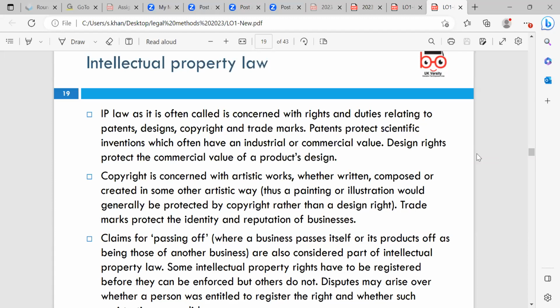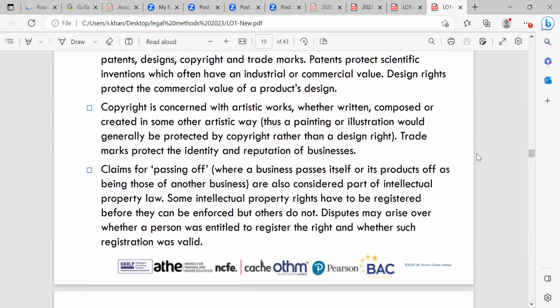Yeah. Trademarks protect the identity and reputation of businesses. Claims for passing off, where a business passes itself or its products off as being those of another business, are also considered part of intellectual property law. Some intellectual property law rights have to be registered before they can be enforced, but others do not. Disputes may arise over whether a person was entitled to register the right and whether such a registration was valid.